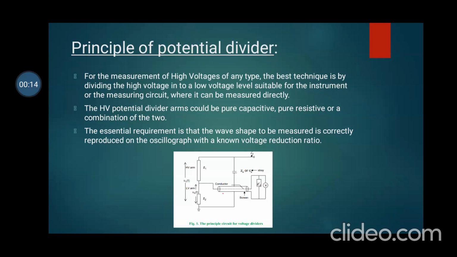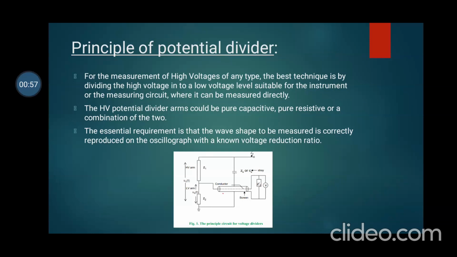For the measurement of high voltages of any type, the best technique which can be used is by dividing the high voltage into a low level voltage, which is suitable for the instrument or the measuring circuit which we are going to use to measure the high voltage directly. The arms of the HV potential dividers can be purely resistive, purely capacitive, or they can also be a combination of these two. Means nothing but the mixed potential dividers, where capacitors as well as resistors are used in the circuit to measure the high voltages.